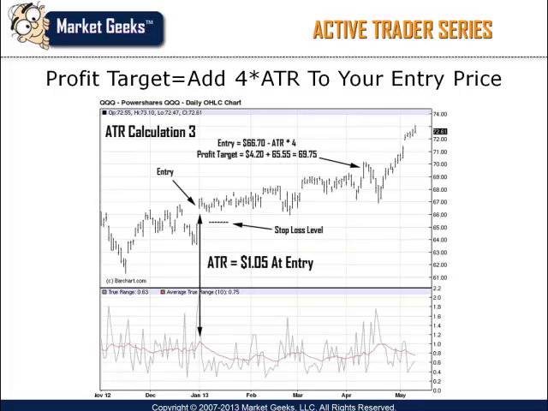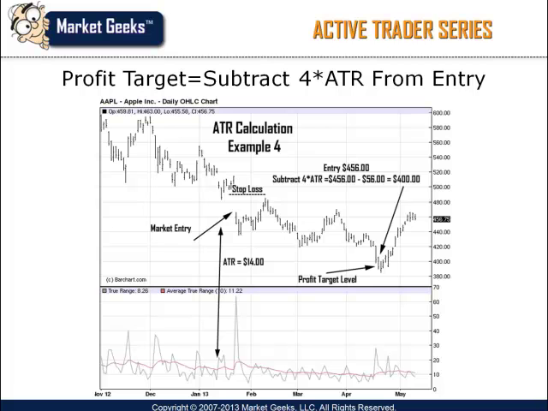For short positions, you would subtract 4 times ATR from your entry price. Since Apple Computers was entered at $4.56, we would subtract $56 from our entry price, and our profit target would be $400 even.